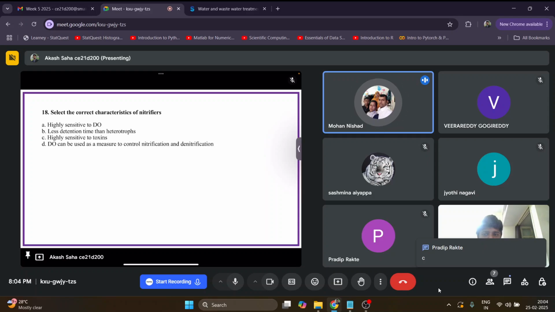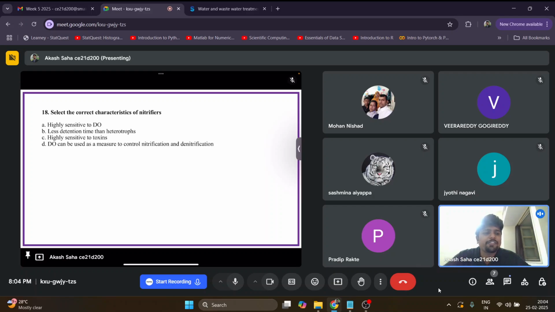Sir, please define what is meant by nitrifiers. Nitrifiers are those organisms which help in doing the nitrification. So when some amount of ammonia is present in the system, it gets oxidized to nitrite, then to nitrate, with the help of some microorganism, microbial activity. So these organisms are called nitrifiers. So we are talking about the characteristics of those nitrifiers.